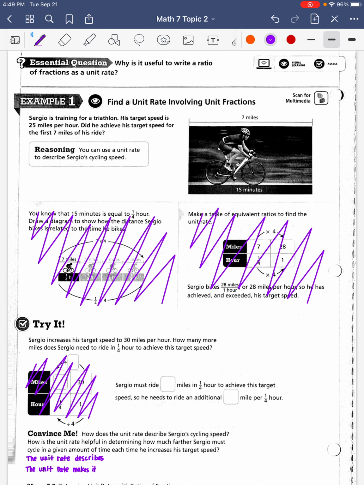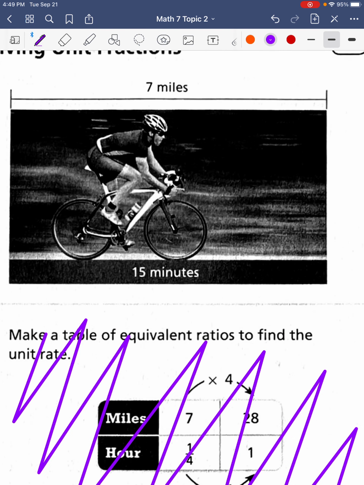So example 1, find a unit rate involving fractions. Sergio is training for a triathlon. His target speed is 25 miles per hour. Did he achieve his target speed for the first 7 miles of his ride? Okay, so when we're looking at this picture, we see that he biked 7 miles in 15 minutes.